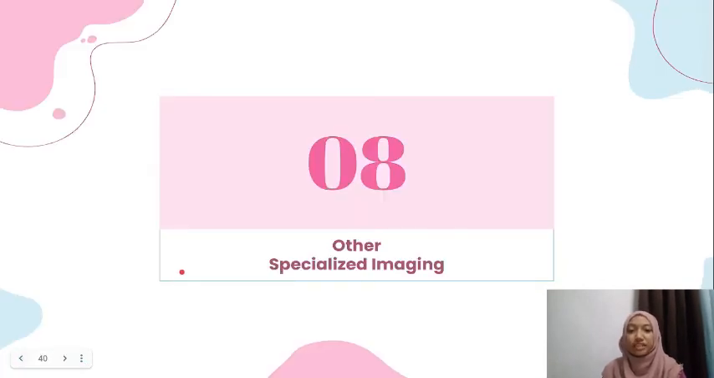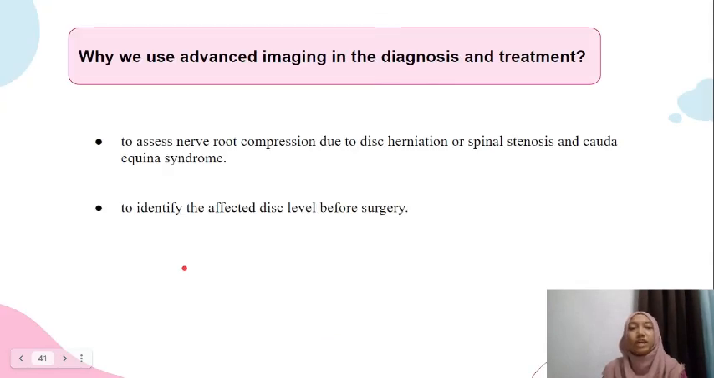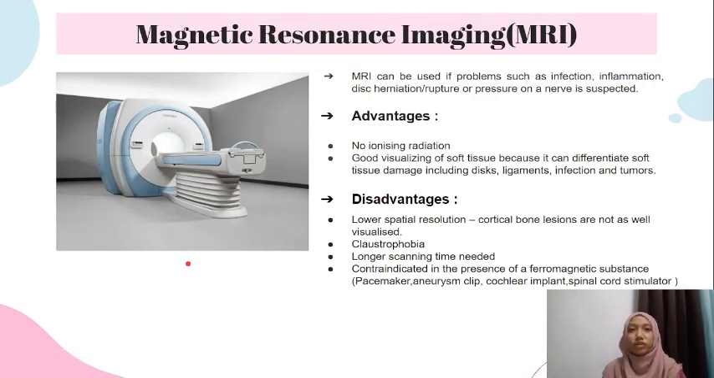Next, we move to the other specialized imaging. Why do we need to use advanced imaging in the diagnosis and treatment? Firstly, to assess nerve root compression due to disc herniation or spinal stenosis and cauda equina syndrome. Second, to identify the affected disc level before the surgery. Okay, then we move to the first specialized imaging, which is magnetic resonance imaging, MRI.